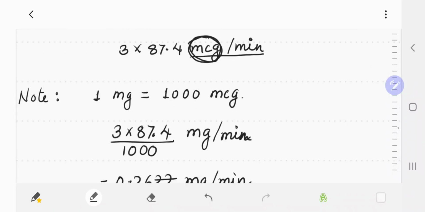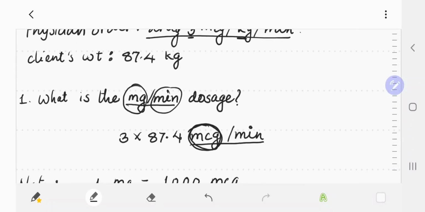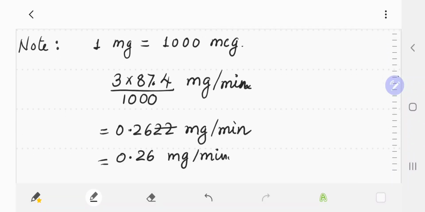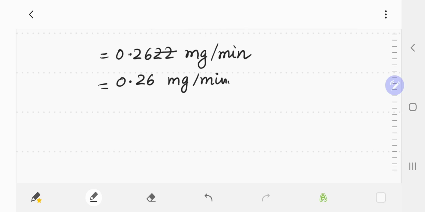So this is how we find the dosage here. All right, there is a second part of this question, so let me talk about that. The second part says, if the pharmacy sends... it continues, it's the same question.